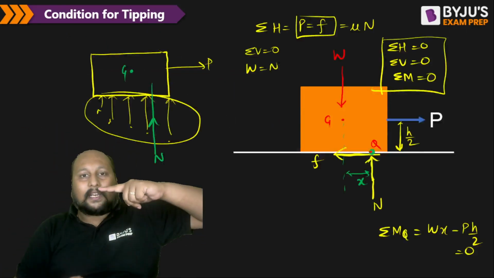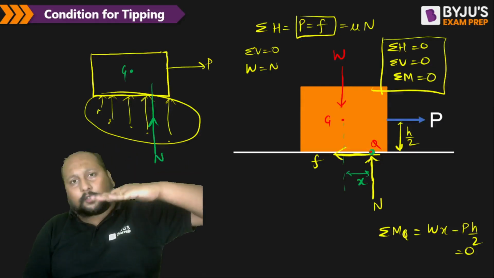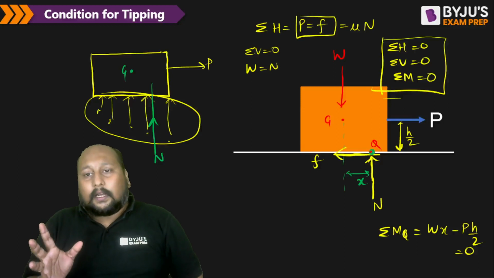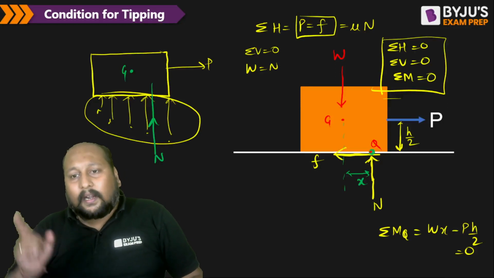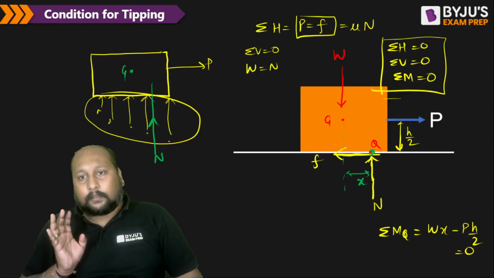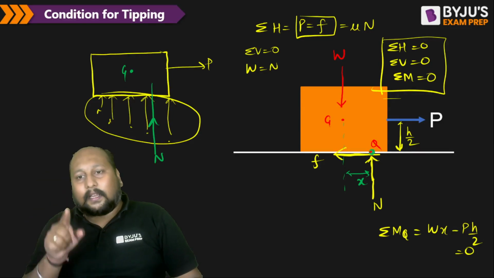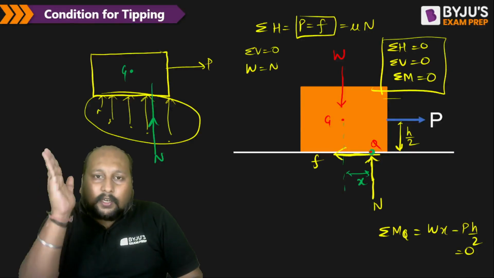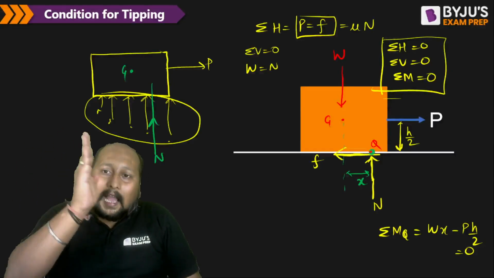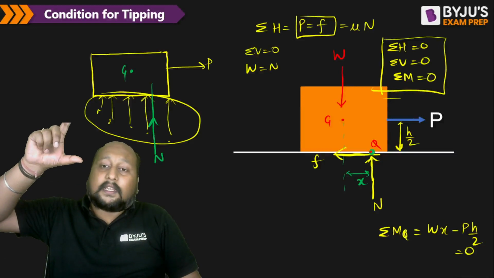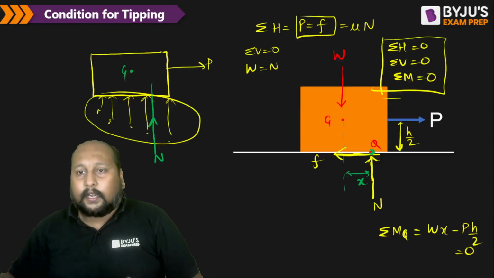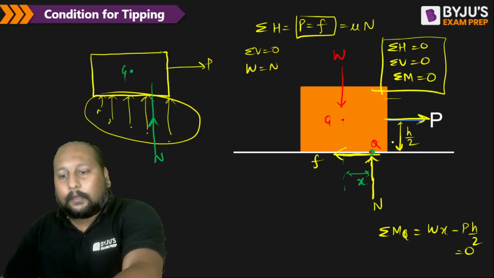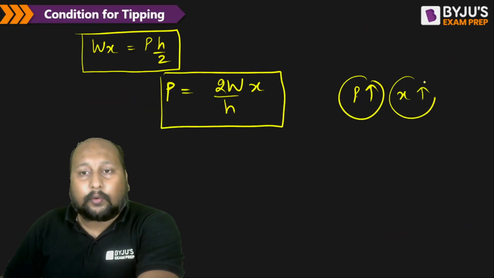If you are increasing the level of P from the CG, let us suppose you are applying a force P over here, it will create a clockwise moment. This normal reaction, or we can say this weight, will be creating an anti-clockwise moment, so they will always be countering each other. So this normal reaction will be shifting according to the application of the force. If the P value is increasing, the x value is also increasing, right? If I increase the magnitude of P, then what will happen? This x has to increase.